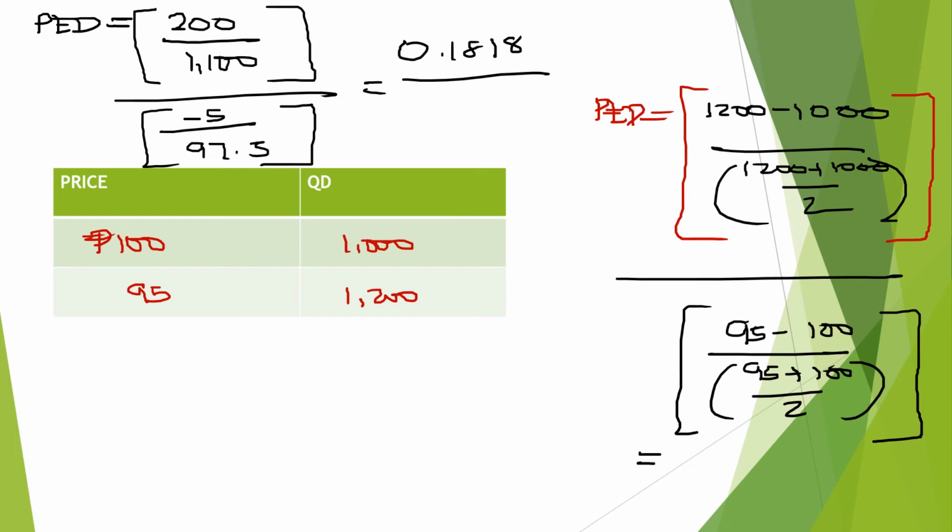And for the other one, 5 divided by 97.5 is 0.0513. I'll also stop at 4 decimal places. Now, we can divide the two. So that is 0.1818 divided by 0.0513.